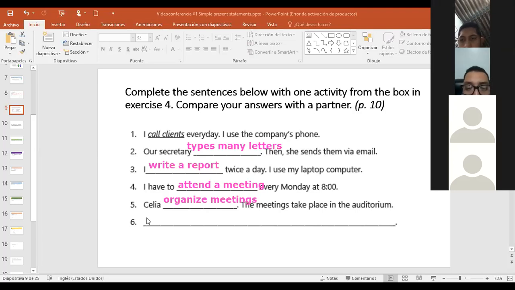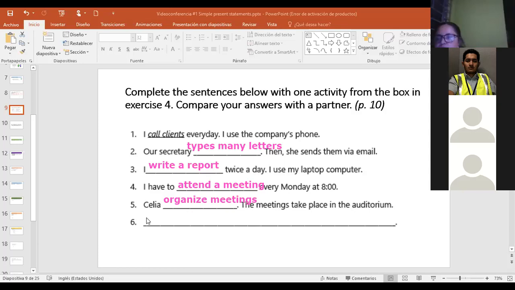What do you write in number 6? Maria, what do you write in number 6? Sorry, teacher, not the formulation. Okay, don't worry if you didn't formulate the answer, that's okay. Luis, but pay attention, okay? Luis, what do you have in number 6? I don't know, teacher, no sé cómo formularla. Okay. Let's see, Emerson, what do you have in number 6?